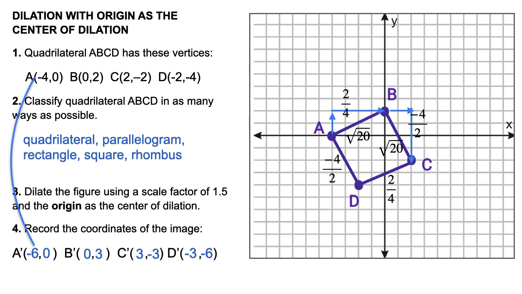We now plot those points, we connect the vertices of the image, and we observe that the image, which is in red, A prime, B prime, C prime, D prime, is larger than the pre-image, and that is because the scale factor is greater than 1. And we will notice that happens with dilations. Now let's take a look at another dilation where the scale factor will be less than 1.